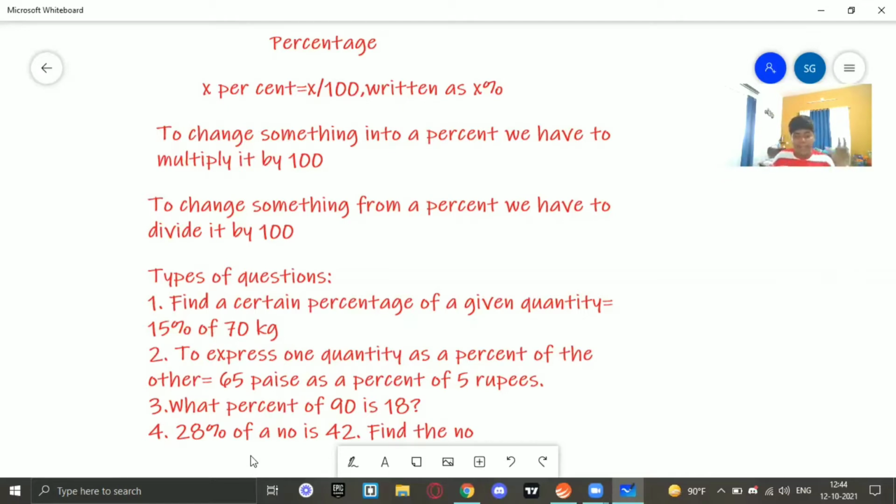The next one, to express a quantity as a percent of another. So we have to express one quantity as a percentage of the other quantity. For example, 65 paise as a percent of 5 rupees. Mostly in this type of question, the units are different. It will be meter, centimeter, rupees, paise. So just keep an eye on that. Next, we have what percent of 90 is 18, and then 28% of a number. We have a number, and that number's 28% is 42. So what will we do to find the number?